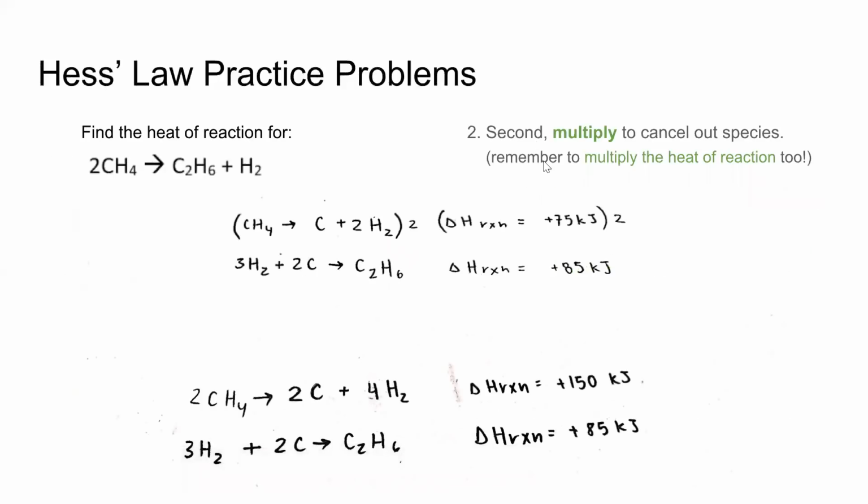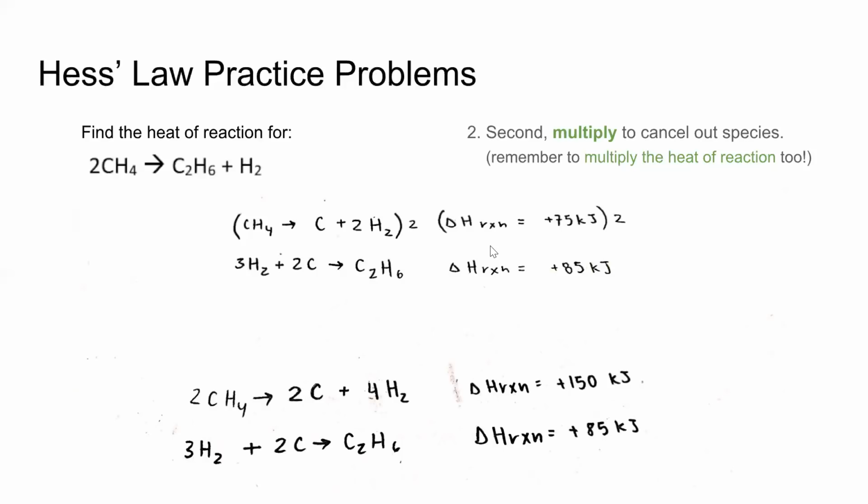Okay, so now that our reactants and products are on the correct sides, we need to multiply to cancel out species and in order to match the coefficients of the reaction that we're given. Because there's a 2 in front of CH4, but there's no 2 here in the equation that we were given, we're going to have to multiply everything by 2 in order to match that coefficient. And then when we multiply all the species in the chemical reaction, we need to do the same thing for the delta H of reaction.